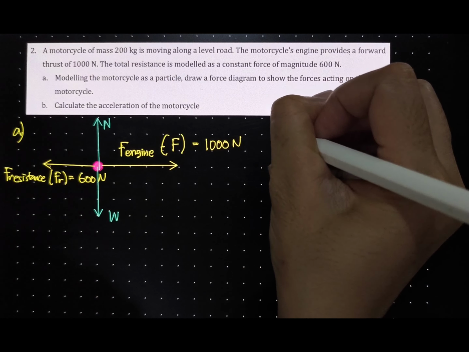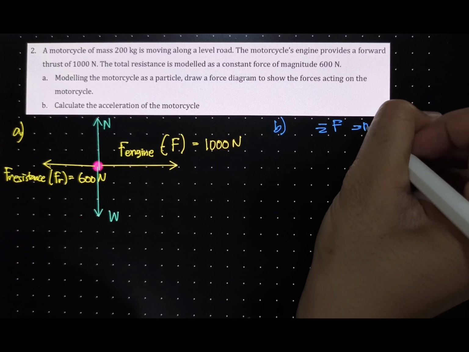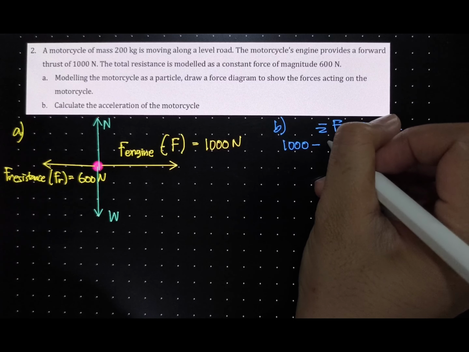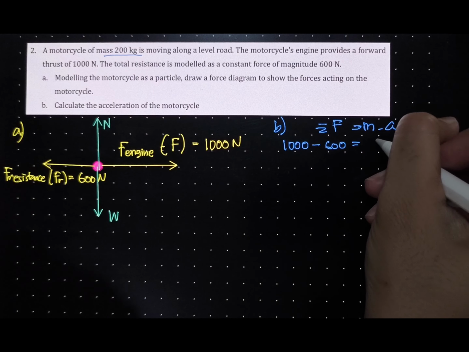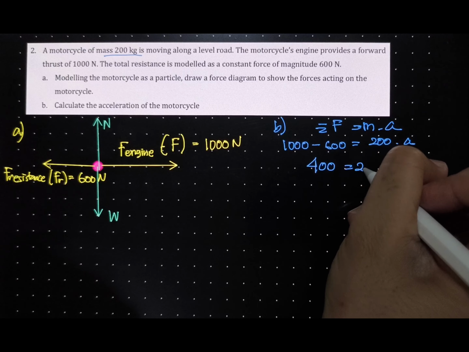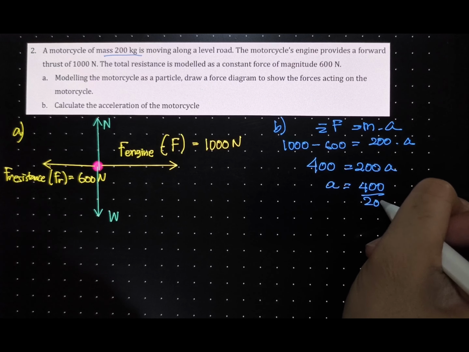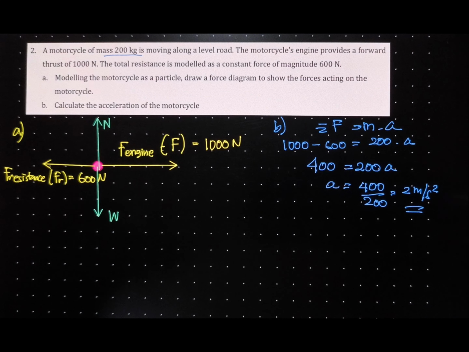Part B. Calculate the acceleration of the motorcycle. To find the acceleration of the motorcycle, we can use the formula sum of force equals mass times acceleration. Since the forward force and friction act in opposite directions, we subtract the friction force from the forward force. 1000 minus 600 equals 200a. So we get a equals 2 meters per second squared.